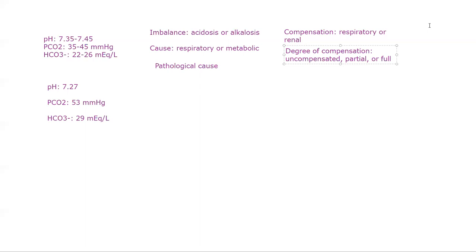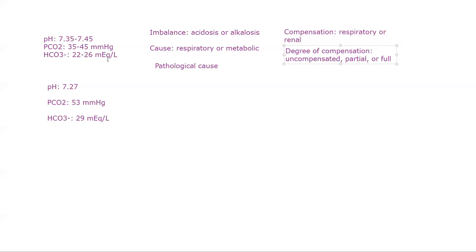So first thing is to know that in our bodies we need to have 3 values within homeostatic range, and those values are pH and PCO2 and bicarbonate levels. So our pH should be between 7.35 and 7.45. Our PCO2 levels should be between 35 and 45 millimeters of mercury, and our bicarbonate levels should be between 22 and 26 milliequivalents per liter.